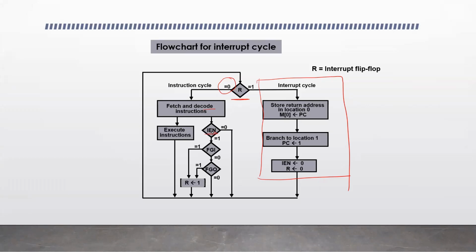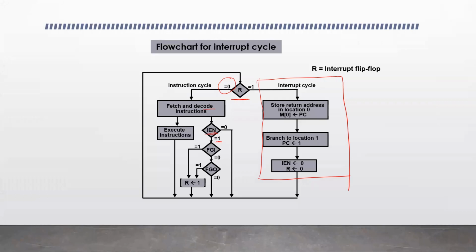IEN is the interrupt enable flip-flop. The value of it will be 1 when there is an interrupt. It is 0 when there is no interrupt signal. If it is 0, it goes to continue the cycle with the next instruction. When it is 1, it means there is an interrupt.